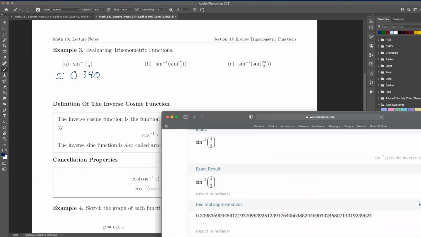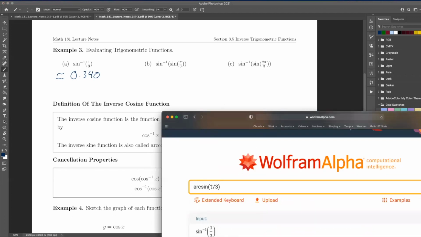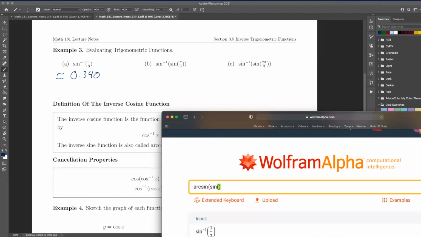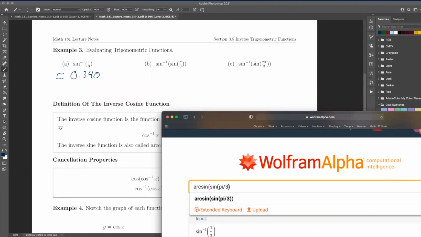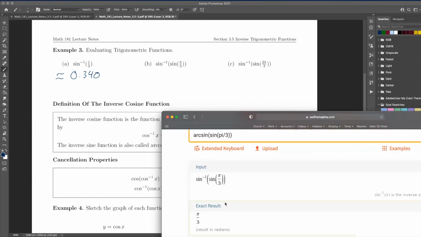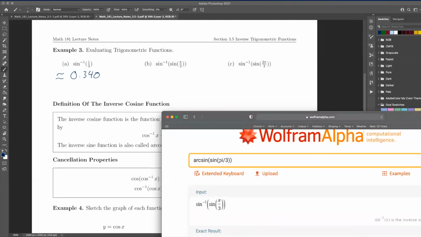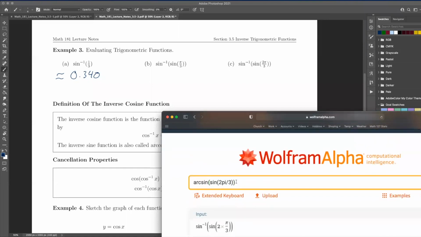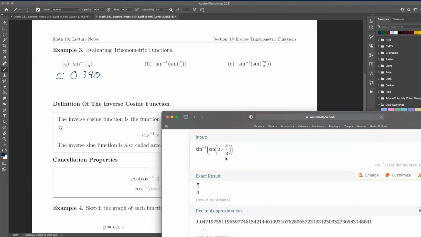we assume when we plug in arcsine of sine of pi over 3, we get pi over 3, right? And that's what we'll actually see. So if I plug this in, arcsine of sine of pi over 3 is pi over 3. But here, if I type in arcsine of sine of 2 pi over 3, this does not give me back 2 pi over 3. It gives me back pi over 3.